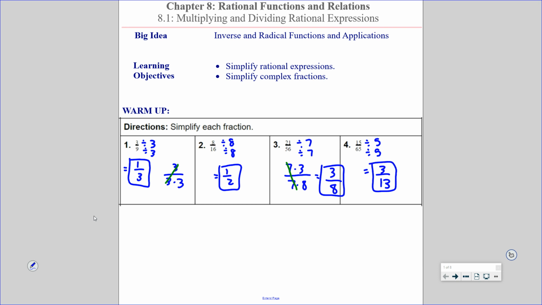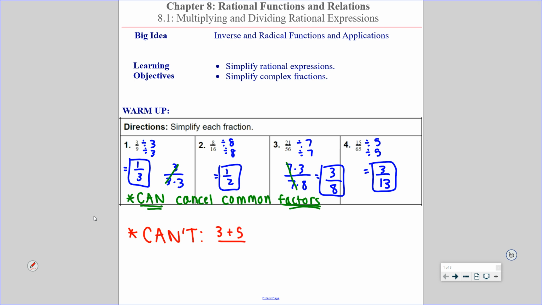Okay, so what I want you to write here is that you can cancel out common factors. Factors meaning we're multiplying. Factors. What we can't do, this is a non-example, is break up a sum or a difference like this.